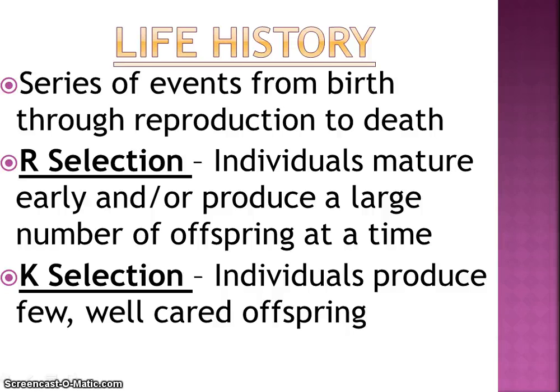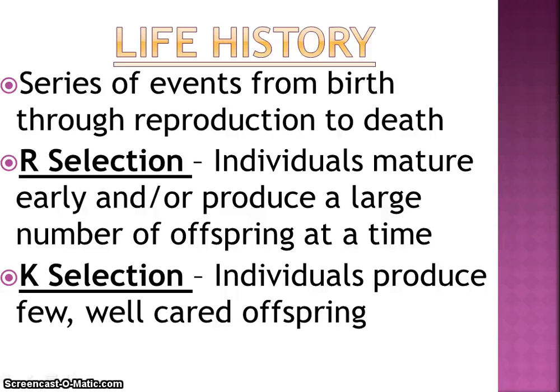Life history is a series of events from birth through reproduction to death. And we have two types of individuals: R selection and K selection. R selection is when individuals mature early and produce a large number of offspring at a time. K selection, individuals produce few well cared for offspring. Typically, K-selected species use strategies that are more favorable for populations nearing the carrying capacity of the environment.